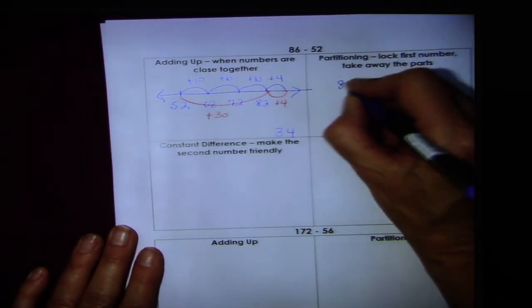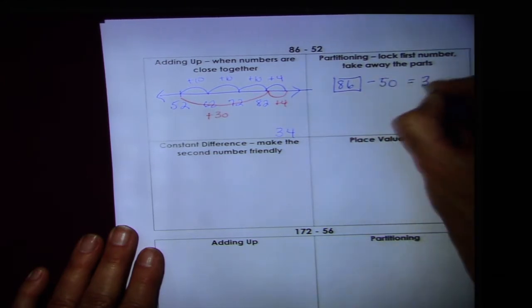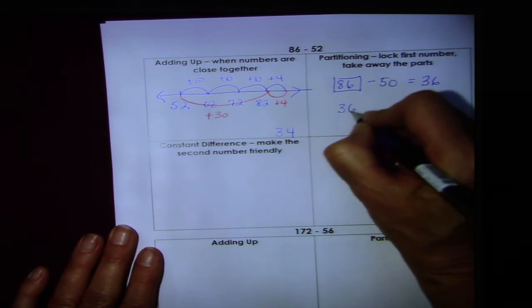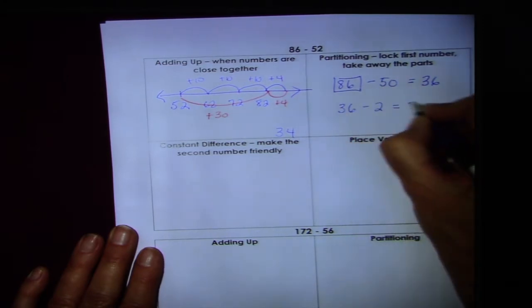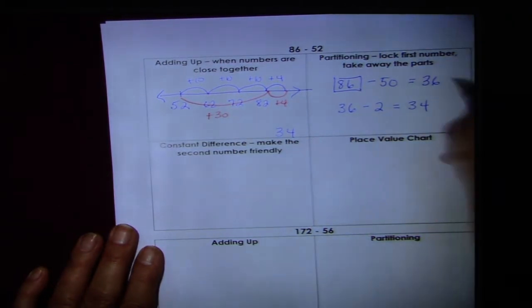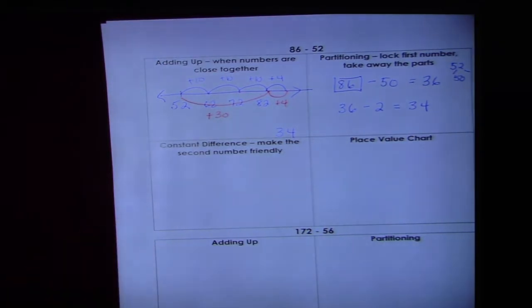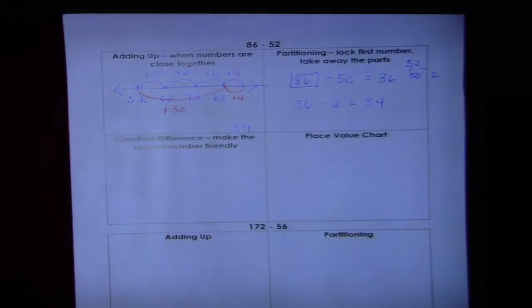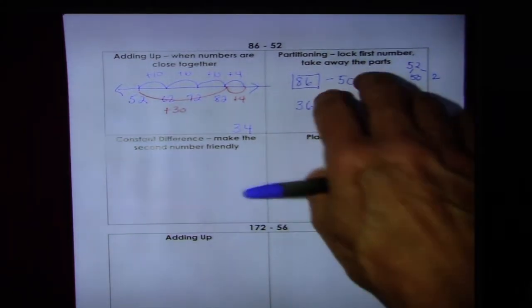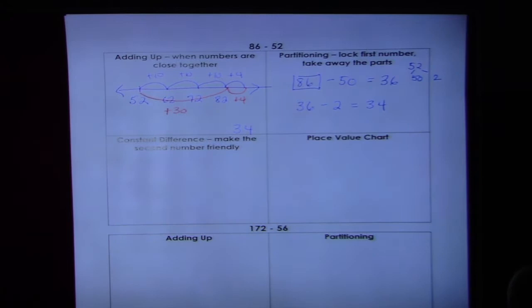Partitioning, 86. You've got to lock it, but can I take away 50? Absolutely, I get 36. 36 minus 2 equals 34. I am obviously comfortable with this. Many kids might have had to do 52 is 50 and 2. You can't see that. Okay. This is where a lot of the kids are comfortable. It's a perfectly good way of solving a problem.